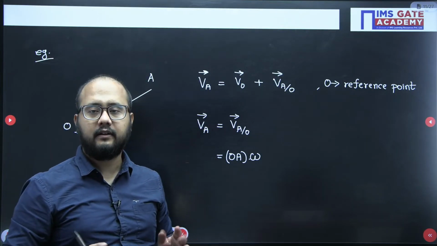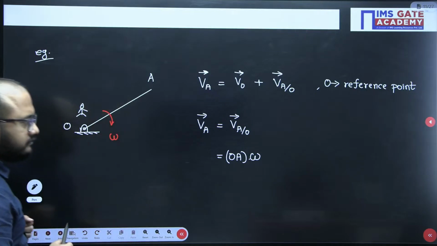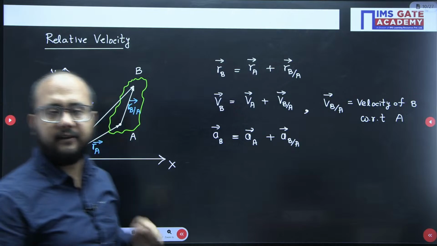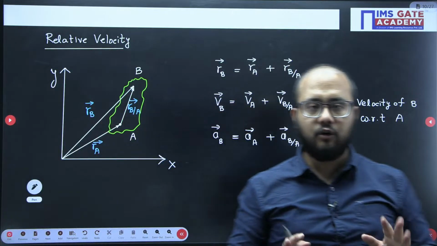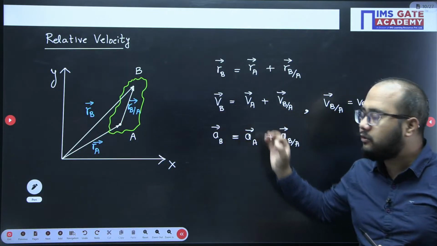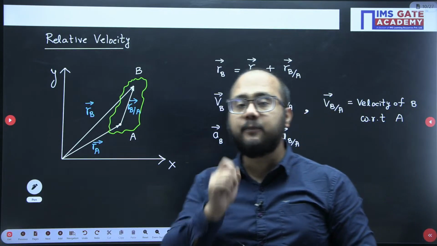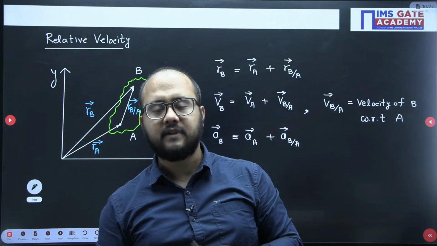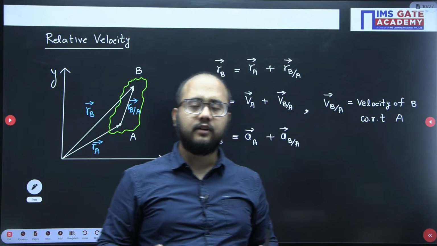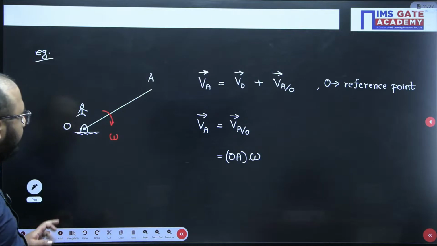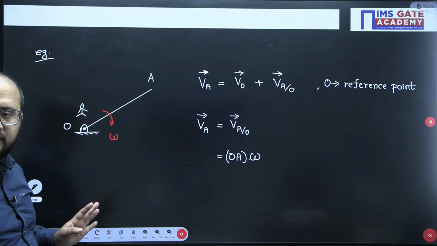Okay, so I hope you got the idea of this relative velocity. What we are going to do is take one point as a reference. The reference point will be that point for which we have the information. Simple. That point becomes our reference point. Got it? This example also we have discussed.